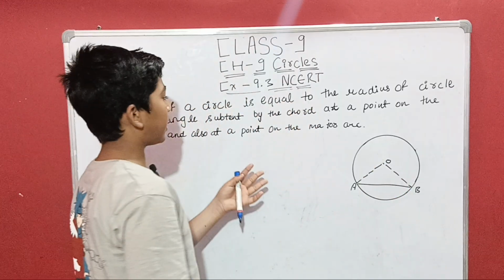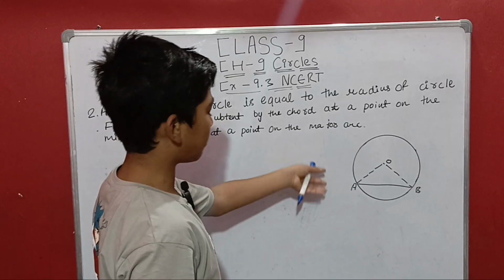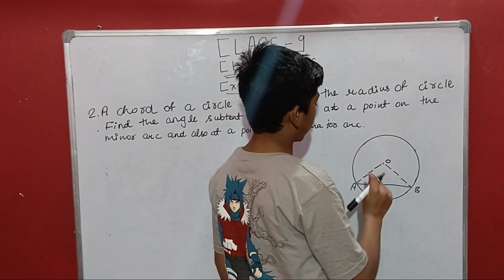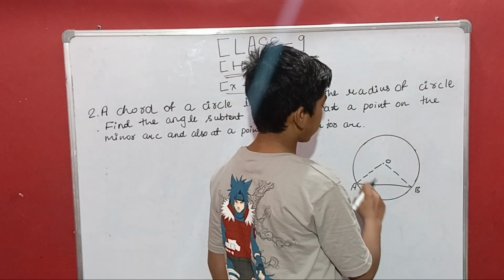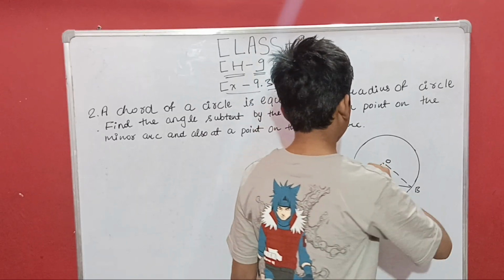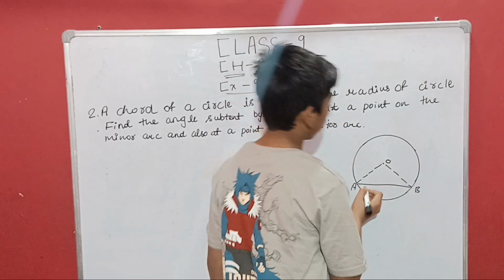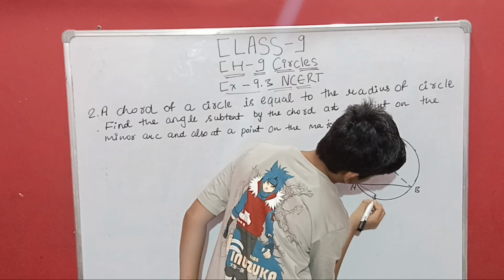Now we have to find the angle at a point on the major arc and the minor arc. So what is the major arc here? This one. And the minor arc? This one. So first we shall draw a point on the minor arc, which will be this.